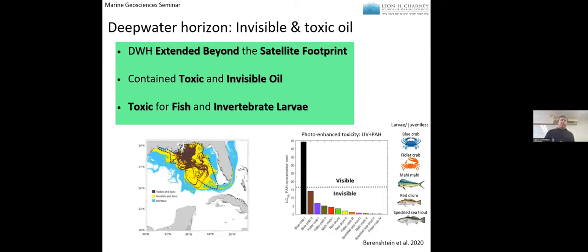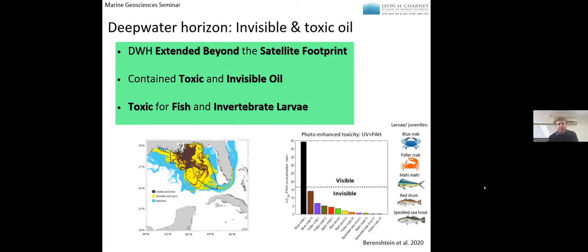So the dark brown represents the visible and toxic, the yellow represents invisible and toxic, and the blue represents non-toxic. And as you can see, the invisible and toxic portions extend beyond the fisheries closure and beyond the satellite footprint, and cover vast areas of the Gulf of Mexico. And that was not considered before this work. And we can see that it is toxic.